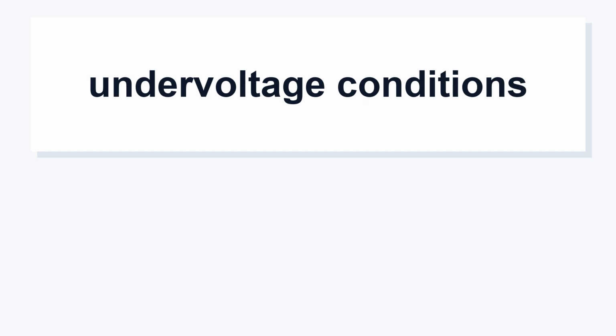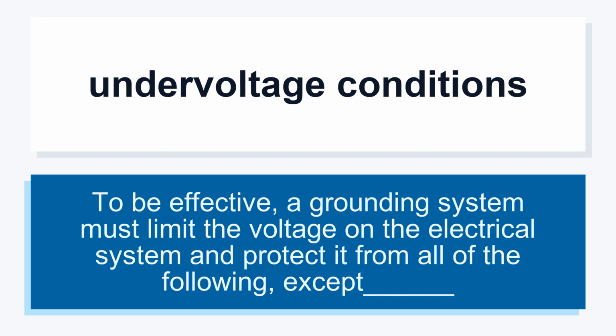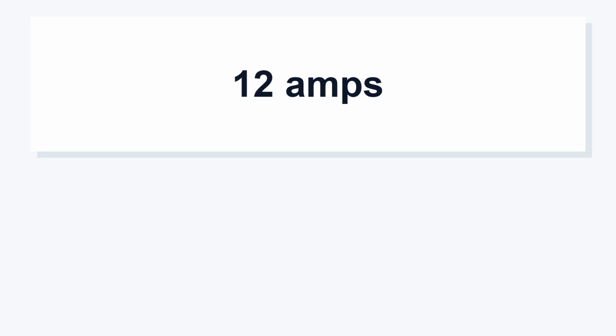Undervoltage conditions. To be effective, a grounding system must limit the voltage on the electrical system and protect it from all of the following except? 12 amps.